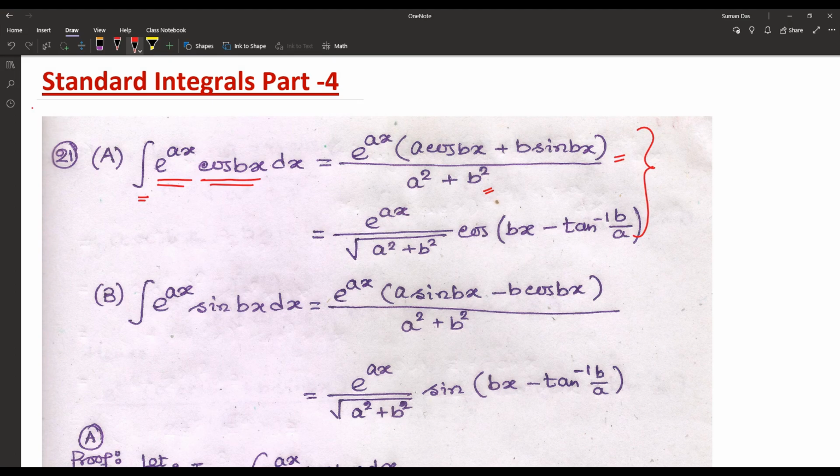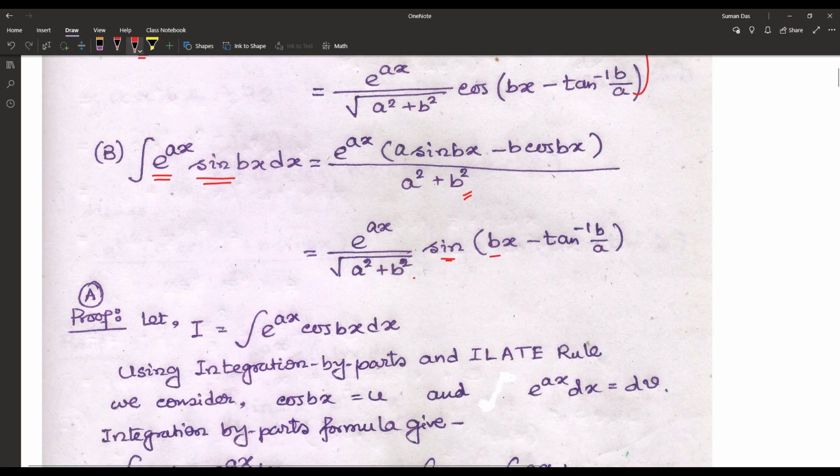And same as integration of e to the power ax into sin bx, that means from the previous formula that was based on cos bx, now that is sin bx. The formula is just looking the same. Here e to the power ax into (a sin bx minus b cos bx) divided by (a square plus b square), or e to the power ax divided by square root of (a square plus b square) into sin of (bx minus tan inverse b by a). Let's check the first problem, how it can be proved.